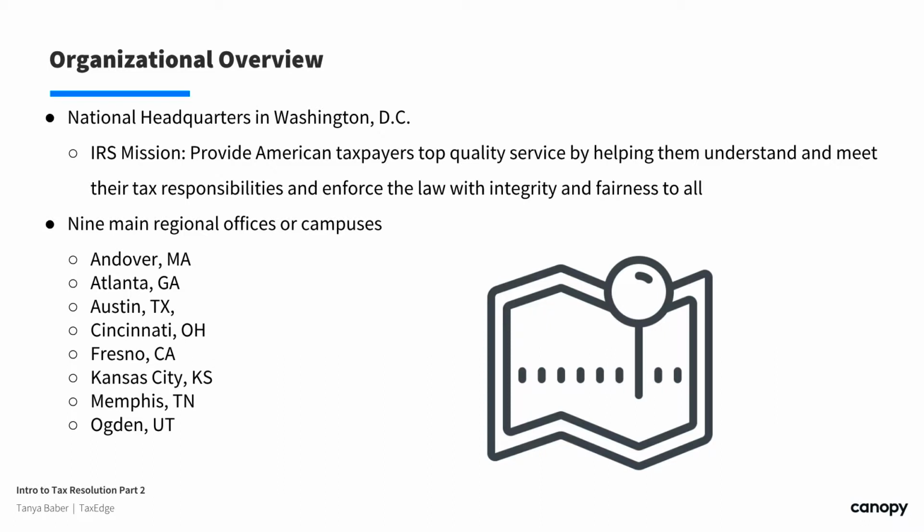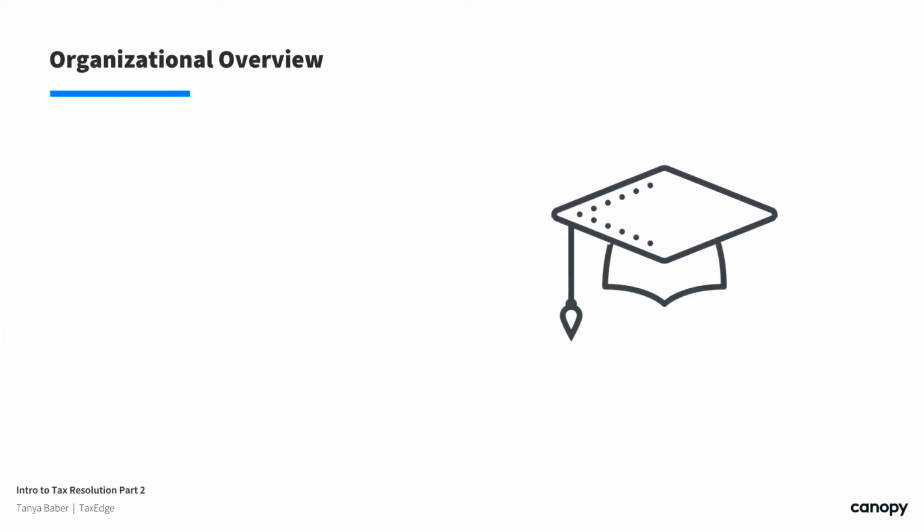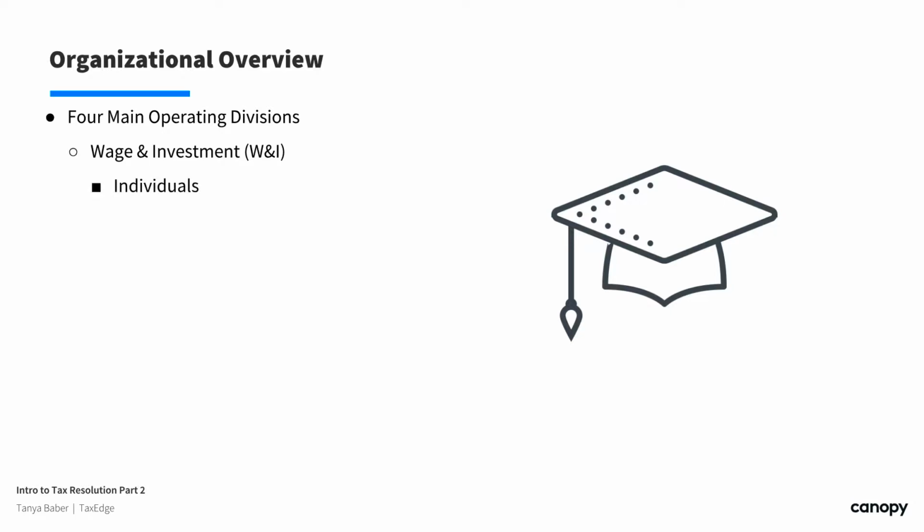They have 4 main operating divisions now. They've gone through different reorganizations over the past number of years, but this is where they're at right now. They have 4 main operating divisions. One of them is what they call the Wage and Investment, or W&I division. What they are to do is to deal primarily with individuals. These individuals mostly pay their taxes through withholdings.